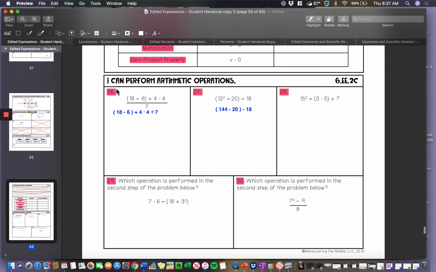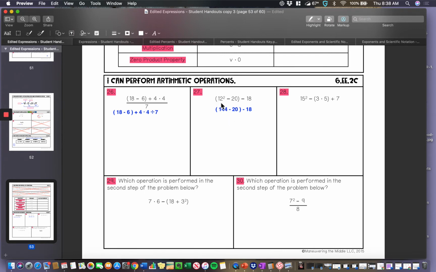So on the next box down, it says I can perform arithmetic operations. So this is basically PEMDAS. I rewrote some of these for you because this line really means division. So this whole top part is going to be divided by 7. So I did that right here.